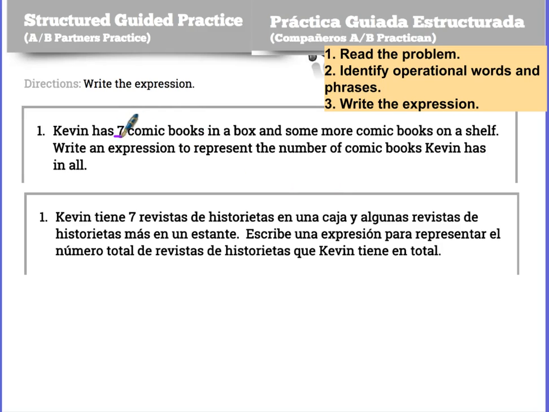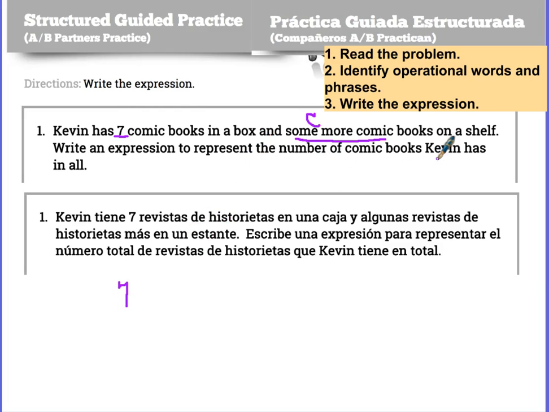Well, he has 7 in a box. That number is not going to change. That's going to be a constant. And some more comic books on a shelf. I don't know how many more he has on a shelf. So I'm going to put C for comic books. And I need to write the expression.